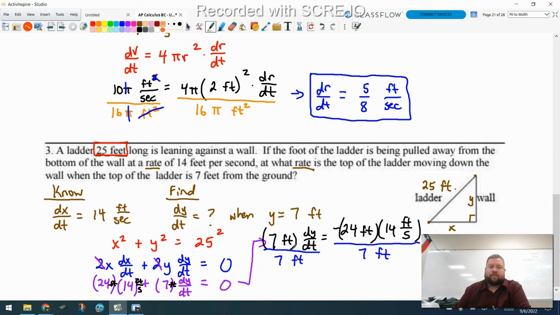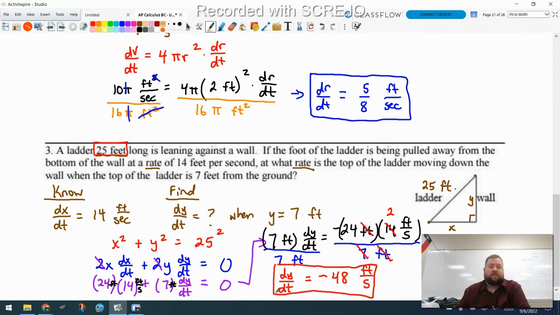All right, let's see if we can do some simplifying here. So I'll end up with dy over dt is equal to, the feet here can cancel with the feet here. And then the 7 can cancel with 14, leaving us with 2. So I end up with negative 24 times 2, which is negative 48 feet per second.